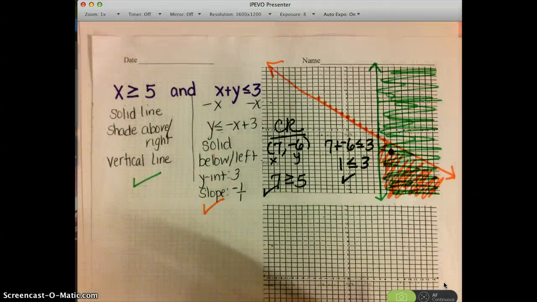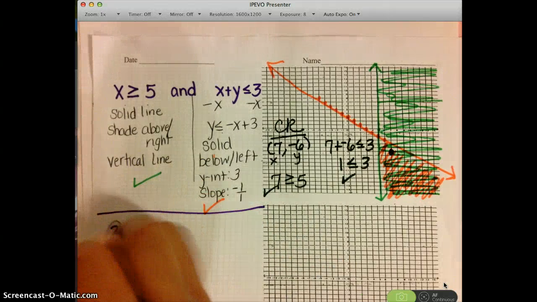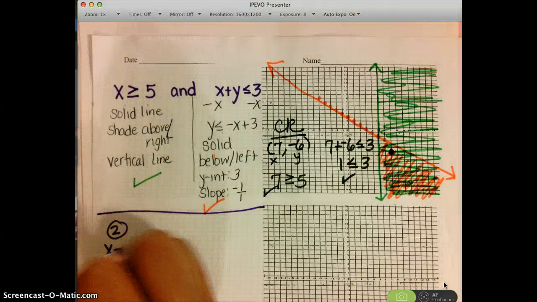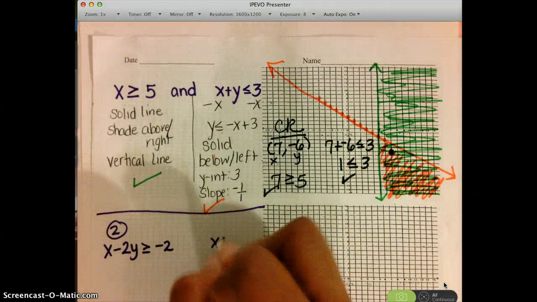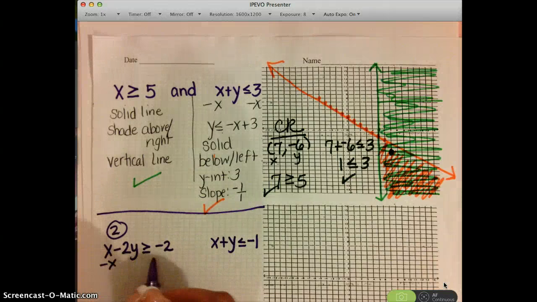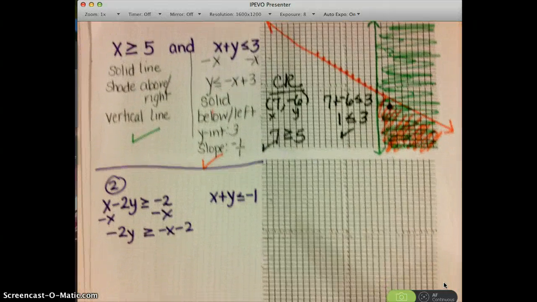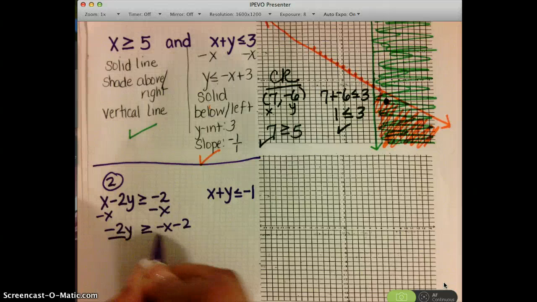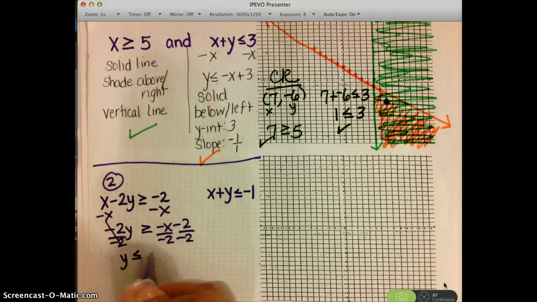All right, for your second example, this is number 2. You have x minus 2y is greater than or equal to negative 2, and then you have x plus y is less than or equal to negative 1. You're going to subtract x. You have negative 2y is greater than or equal to negative x minus 2. And then you're going to divide each term by negative 2 to isolate your y. Because you're dividing by a negative, we must flip that inequality.